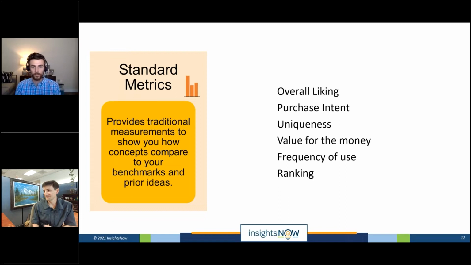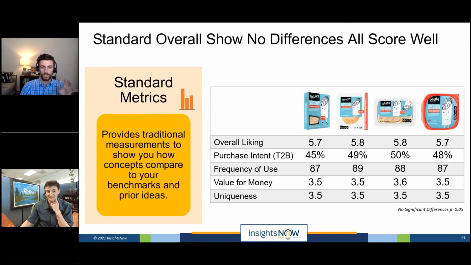But for tofurkey, they chose from a set bank, and from an overall liking, purchase intent, frequency of use, all the way to this ranking. We want to show you what we found in the tofurkey case study, and what this standard metric output would look like. As you can see here, there's no statistical differences at the 95% confidence limit, and the data is relatively flat across these standard metrics among the concepts.